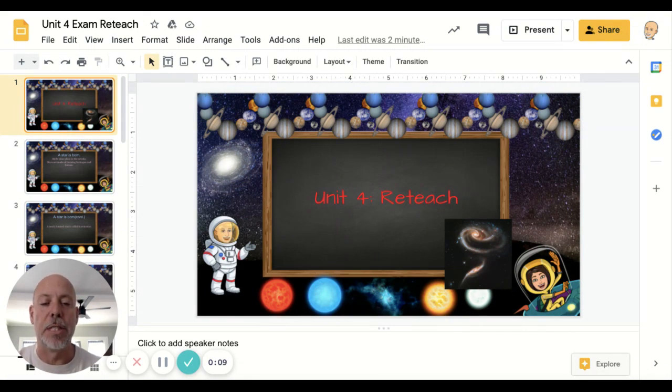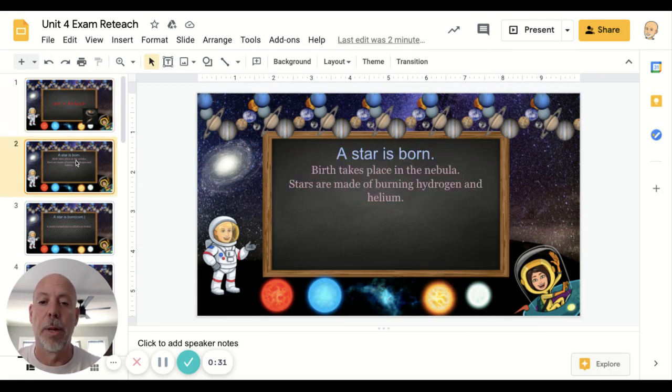To all other students, please make sure you're paying attention to this Ed Puzzle, as it is your reteach if you did not receive a passing grade on one or both sections of your Unit 4 exam. So, as it says, Unit 4 reteach. We're going to be teaching about stars, galaxies, and the universe again, as well as going over waves and wavelengths, the electromagnetic spectrum. So here we go.